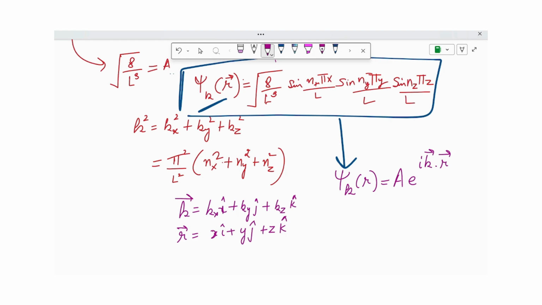So psi k of r can be written as A exponential of i times the dot product of k and r, which will give kx x plus ky y plus kz z.